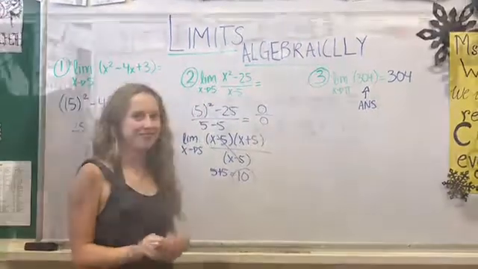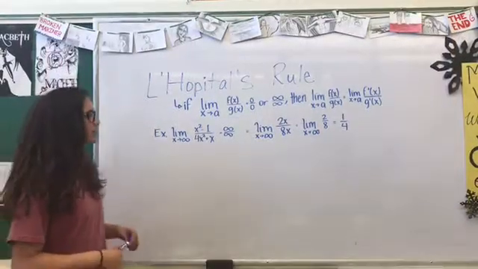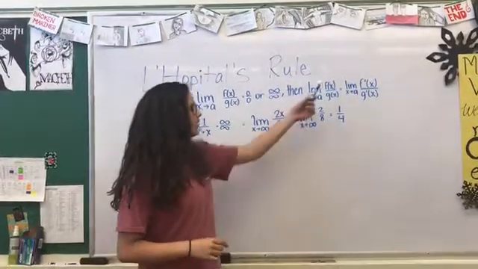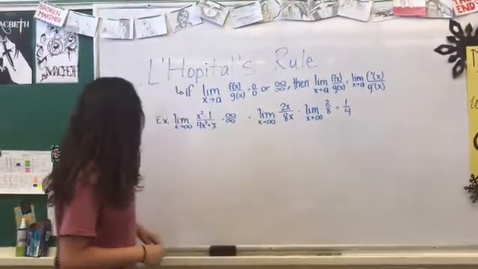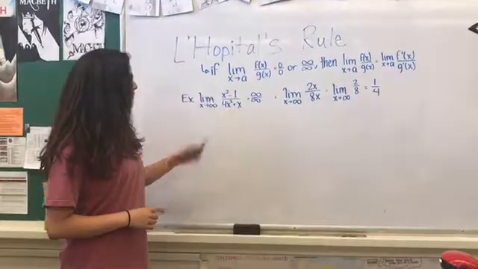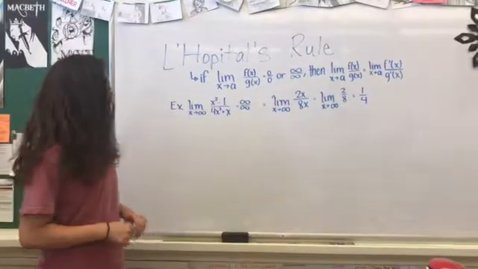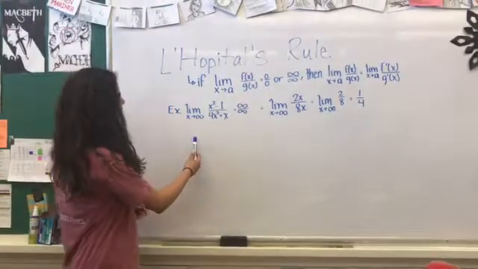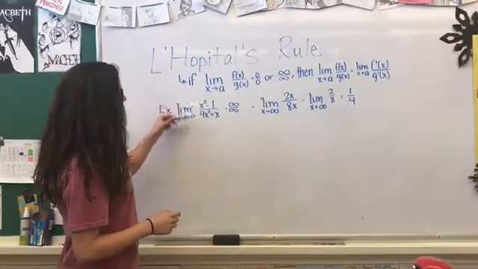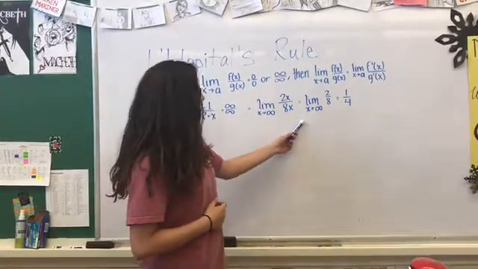That's it. If the limit equals 0 over 0 or infinity over infinity, L'Hopital's rule can be used. To do this, you derive the top and the bottom and solve again. In this example, we have the limit as x approaches infinity of x squared minus 1 over 4x squared plus x. When you plug in infinity, you get infinity over infinity. So using L'Hopital's, we derive the top and the bottom, and we plug in again to get one.